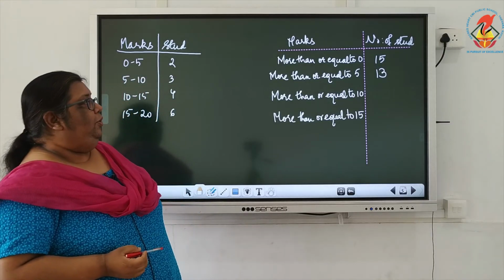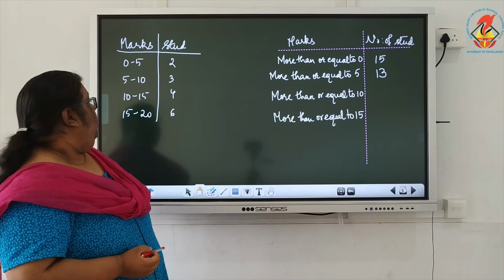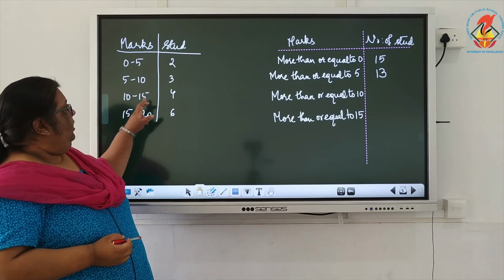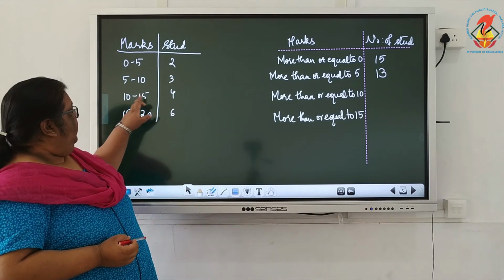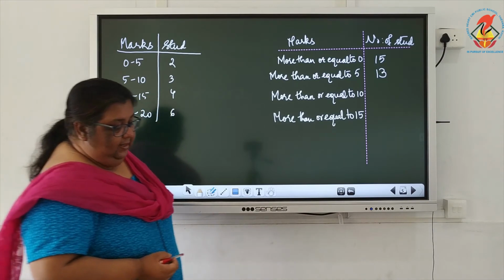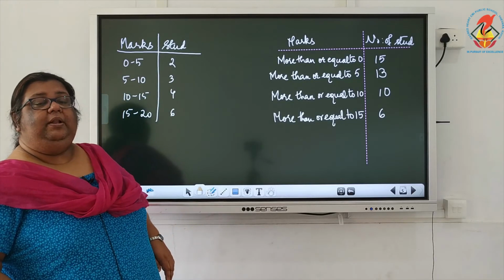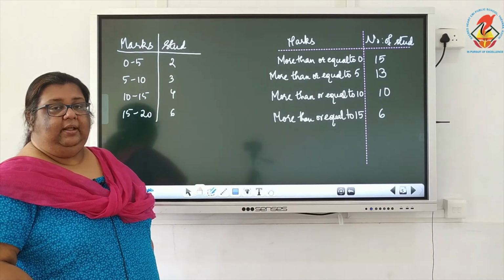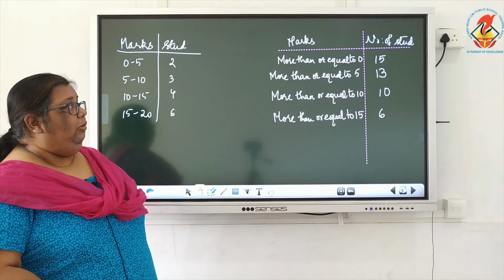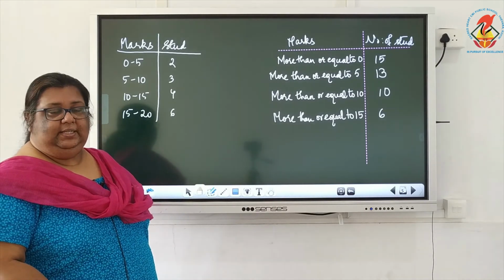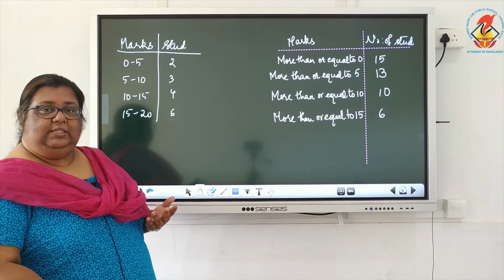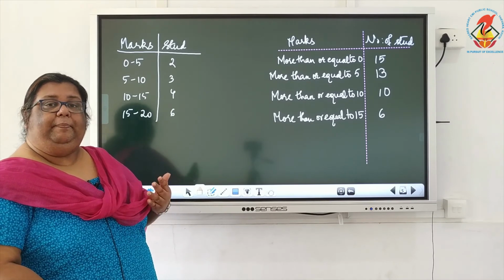More than or equal to 10. How many students got marks more than or equal to 10? From the table find out, 4 plus 6, 10. And how many students are there who got marks more than or equal to 15? 6. So this is a table where more than type is written, and this table is called the more than or equal to frequency table. Now with the help of this we can find the median.